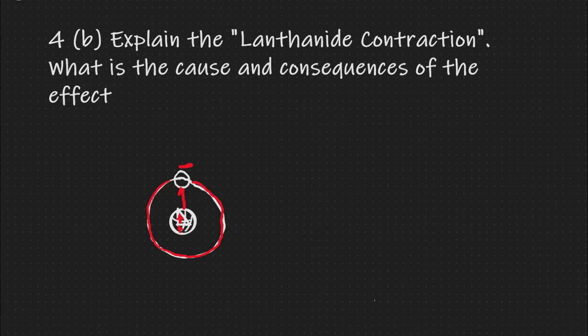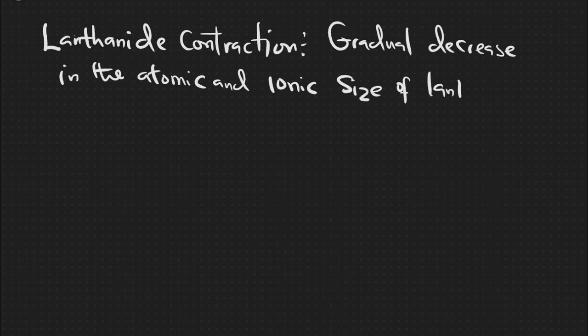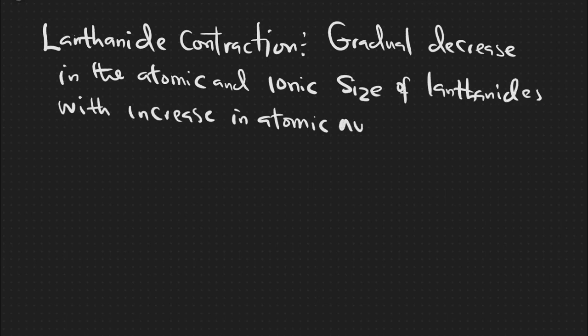Let's now talk about the lanthanide contraction. The lanthanide contraction is the gradual decrease in the atomic and ionic size of the lanthanides with increase in atomic number. So that's the definition. But how? Now let's understand the atomic structure of these lanthanides.